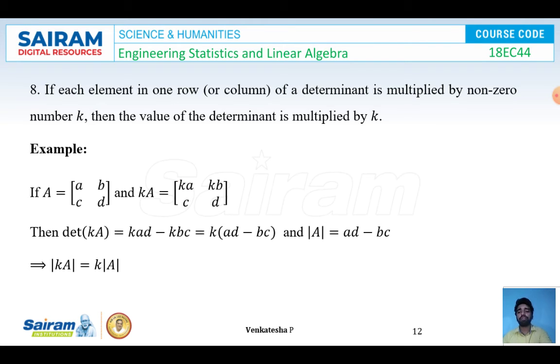So the determinant is equal to kAD minus kBC after expansion. Taking k as a common factor, I got k into AD minus BC, and this is nothing but the determinant of A. So I got the determinant of kA is equal to k into determinant of A. I got it.